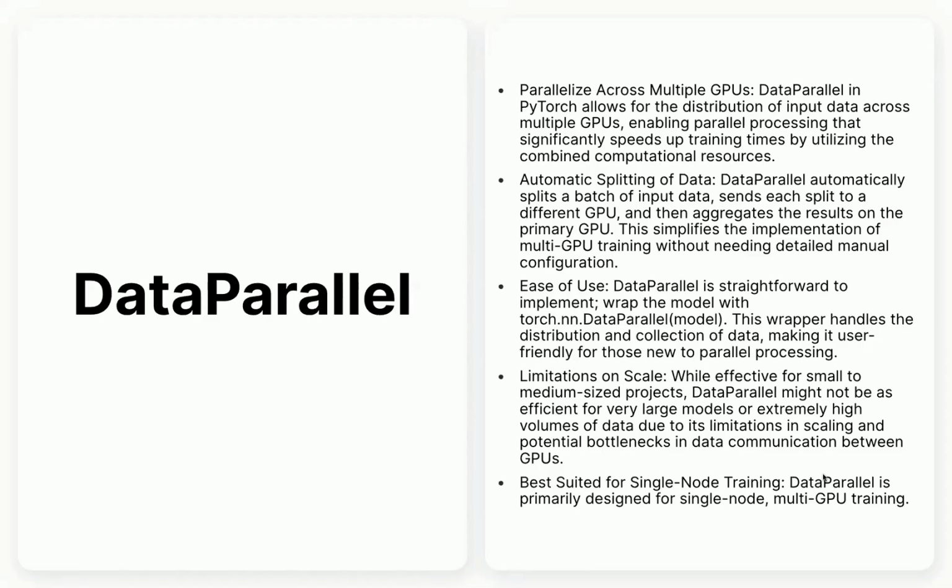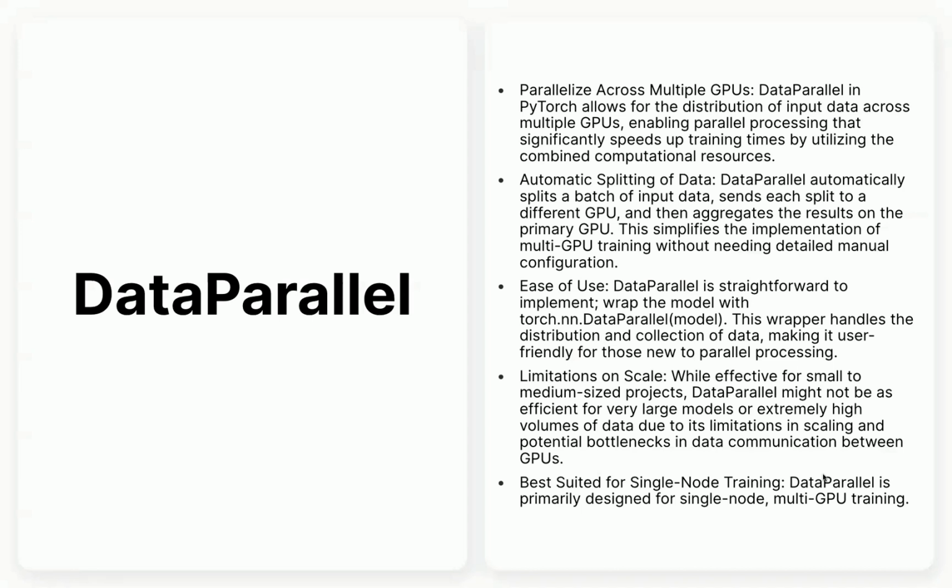But utilizing data parallel would allow you to use multiple GPUs available on the node, which would enable processing speed ups and training time reduction by utilizing the computational resources more efficiently. So data parallel provides automatic splitting of the data. It splits a batch of the input data and sends that to different GPUs and then aggregates the results on the primary GPU. So this simplifies the implementation of multi-GPU training and makes it really easy to use.